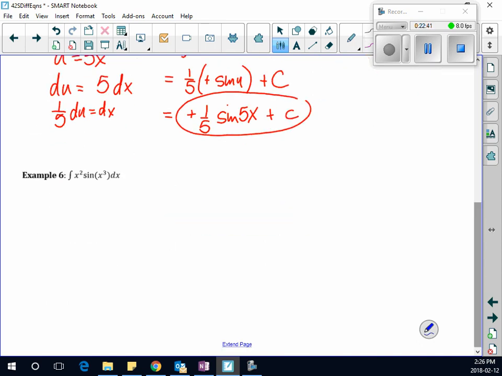Okay. Is this my last one? No, we got another page. Okay. All right. It's all good. So what is my u going to be?